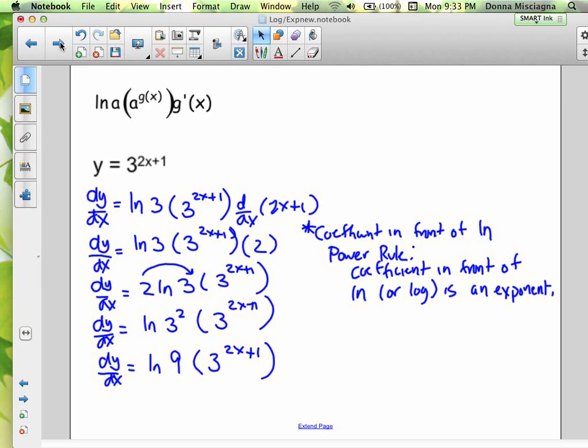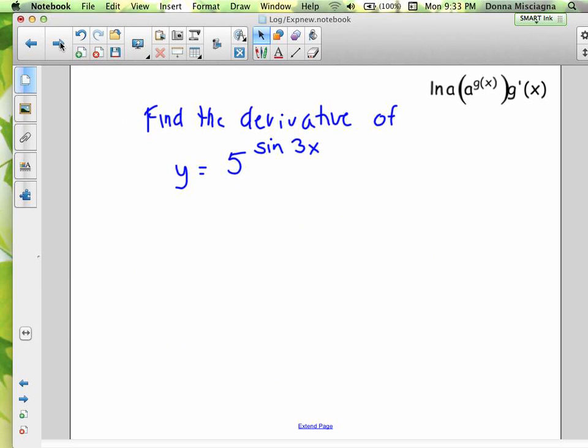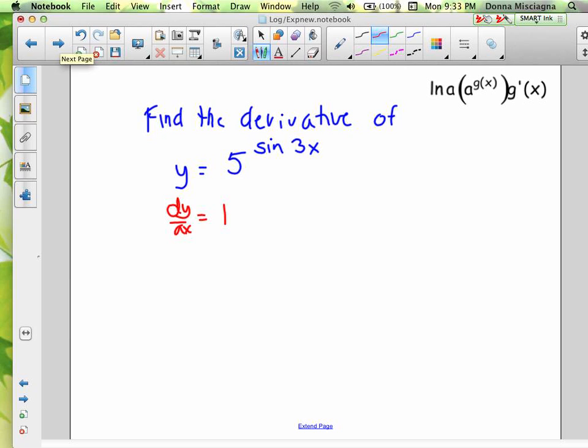Let's do another one. There aren't too many in this particular podcast. We want to find the derivative of y equals 5 to the sine of 3x. So dy/dx equals, since it's an exponential, we're going to have natural log of 5, that's our base, times an exact copy, 5 to the sine of 3x. And then we're going to differentiate the sine 3x.